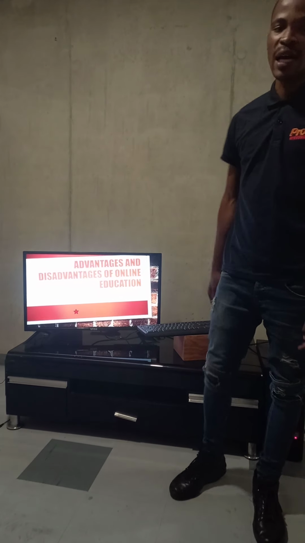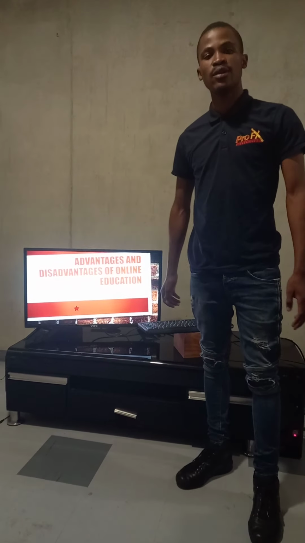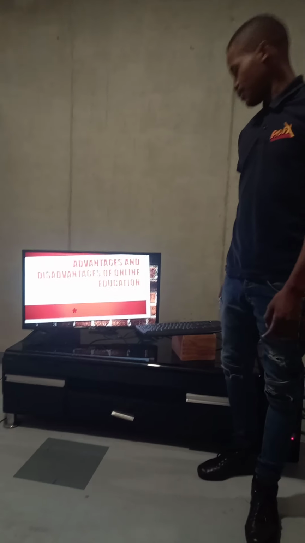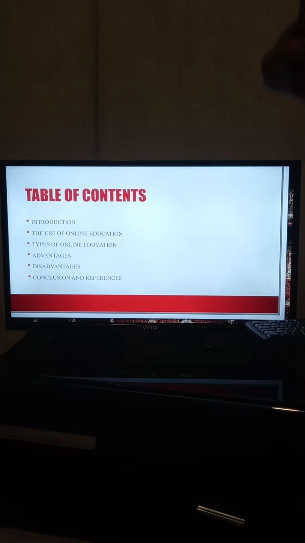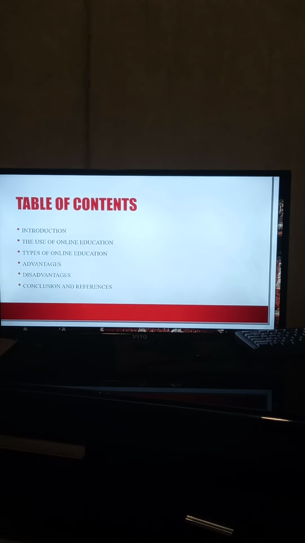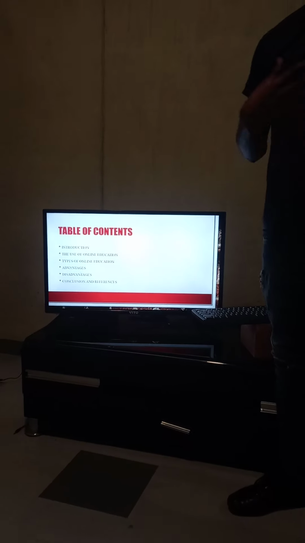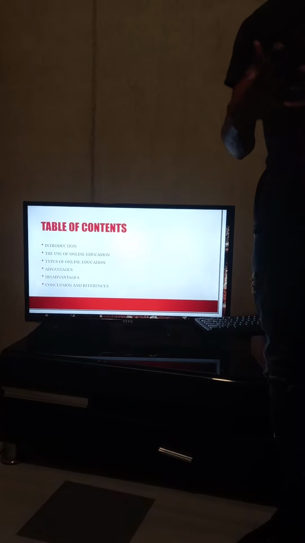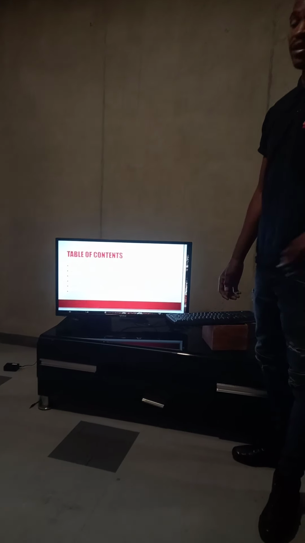Today we'll be looking at the advantages and disadvantages of online education. Here's our table of contents. We'll be looking at the introduction, the use of online education, different types, the advantages, disadvantages, as well as the conclusion and references.